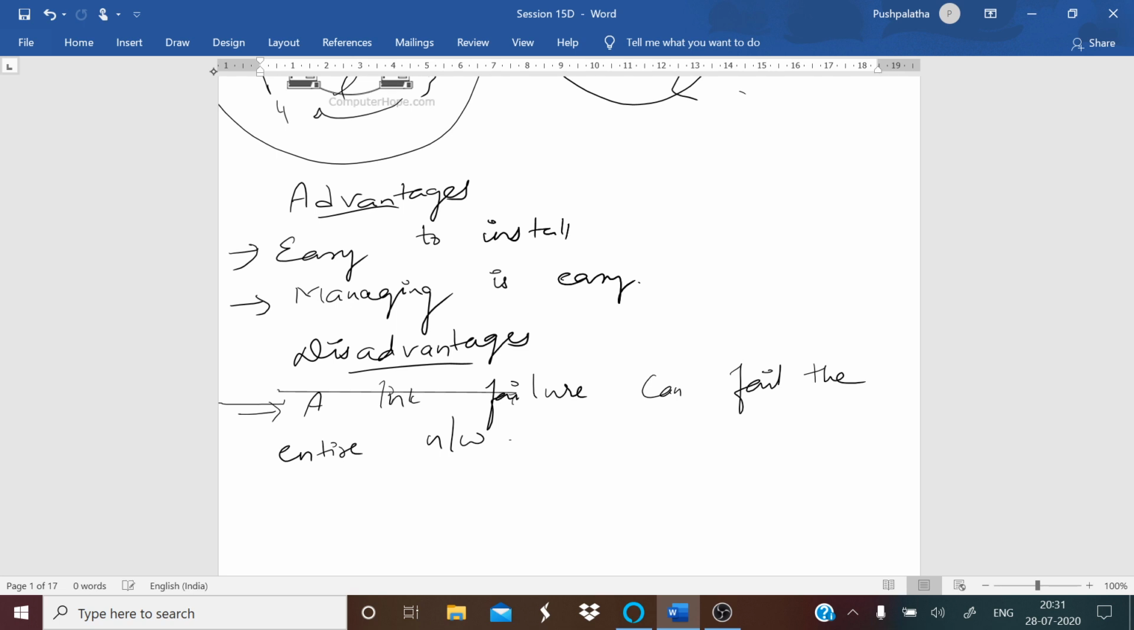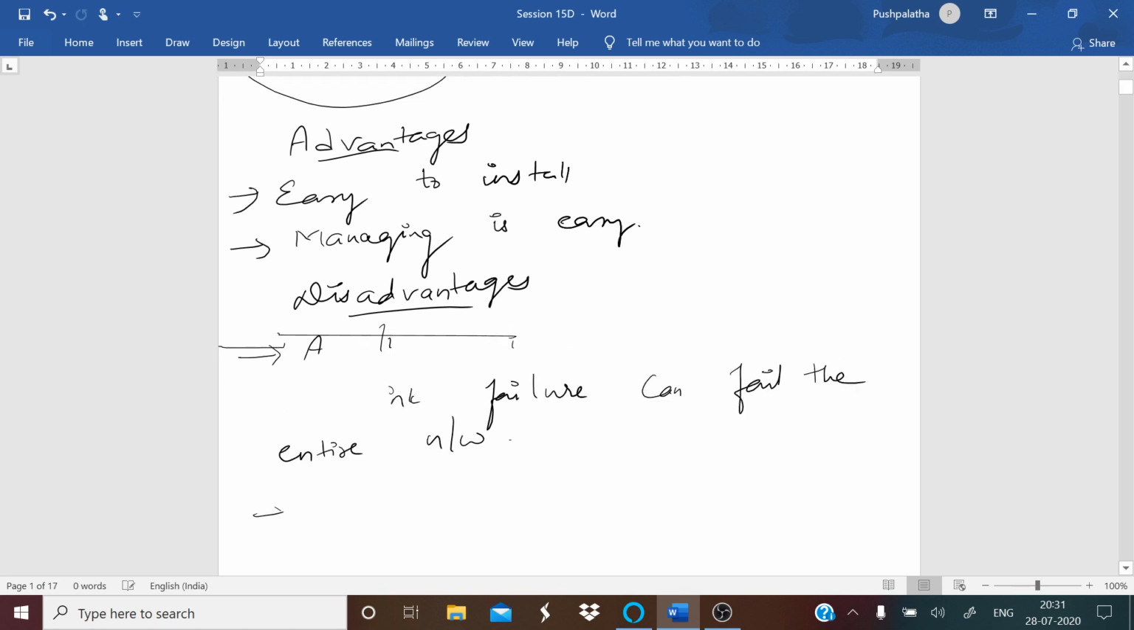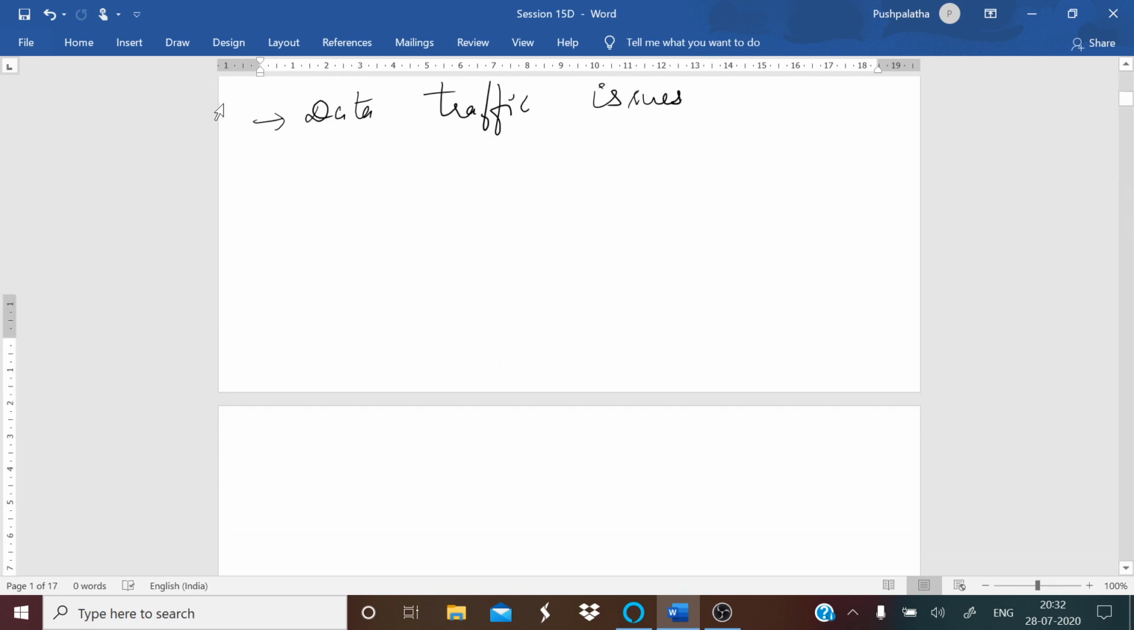Because the signal will not pass in the opposite direction, it has to pass only in a forward direction, right? So there are data traffic issues because it has to pass through all the systems unnecessarily, right? So it is an issue. So these are the disadvantages of your ring topology.